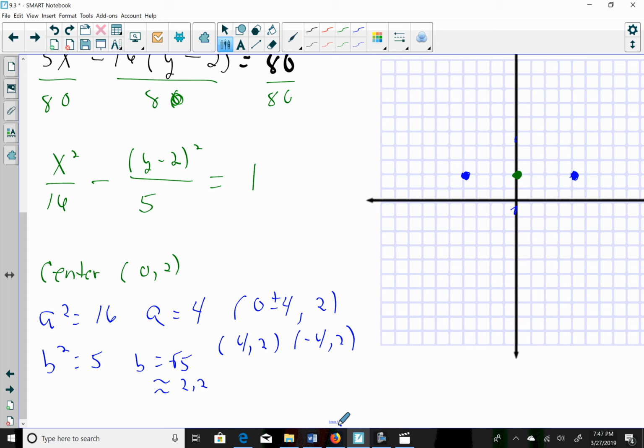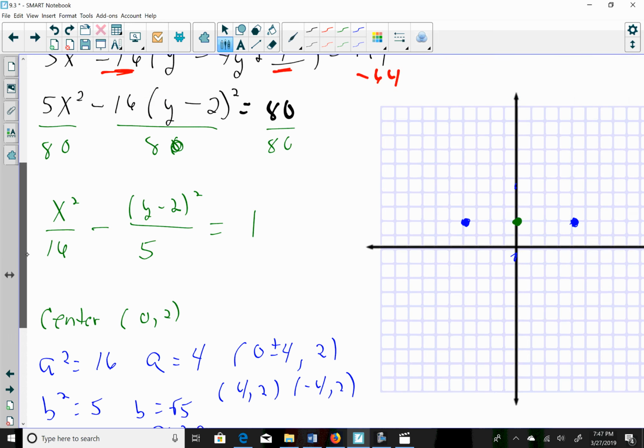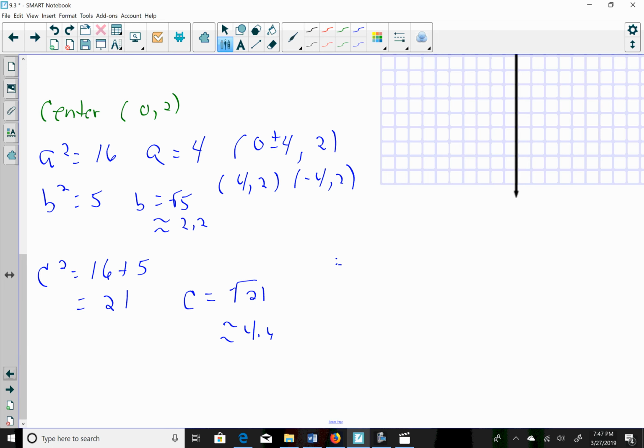Let's find our c squared while we're here. So my c squared is equal to a squared plus b squared. So c squared is equal to 21, which means that c is equal to the square root of 21. And as a decimal, so I can plot that point, that's going to be about 4.6. So from my center, I'm going to write those foci points here. I'm going to take my center, which is 0, and I'm going to add or subtract my c, which is the square root of 21, and my y coordinate stays the same, 2.